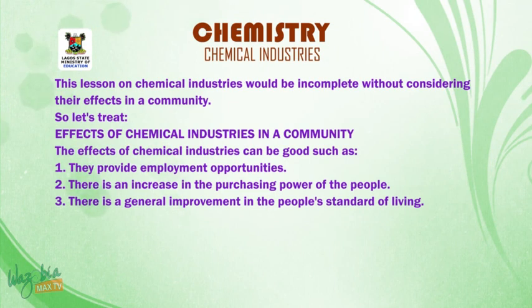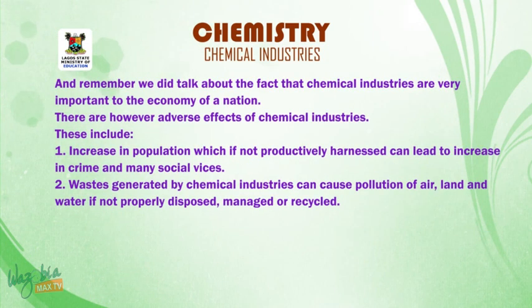This lesson on chemical industries would be incomplete without considering their effects in a community. So let's treat effects of chemical industries in a community. The effects of chemical industries can be good, such as 1. They provide employment opportunities. 2. There is an increase in the purchasing power of the people. 3. There is a general improvement in the people's standard of living. And remember, we did talk about the fact that chemical industries are very important to the economy of a nation.